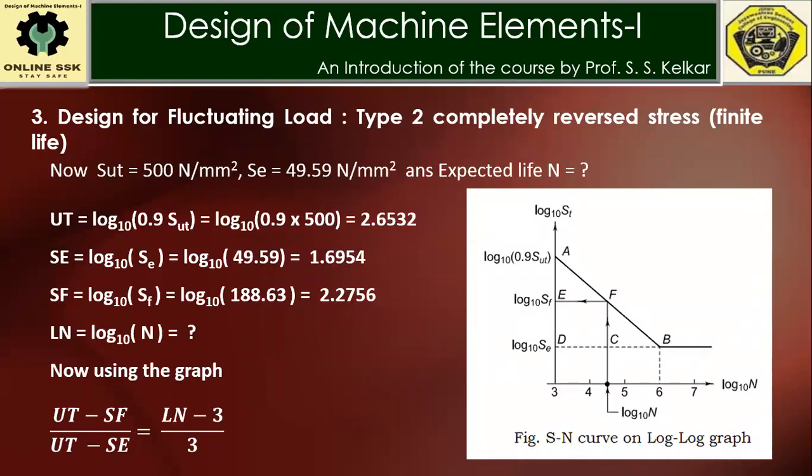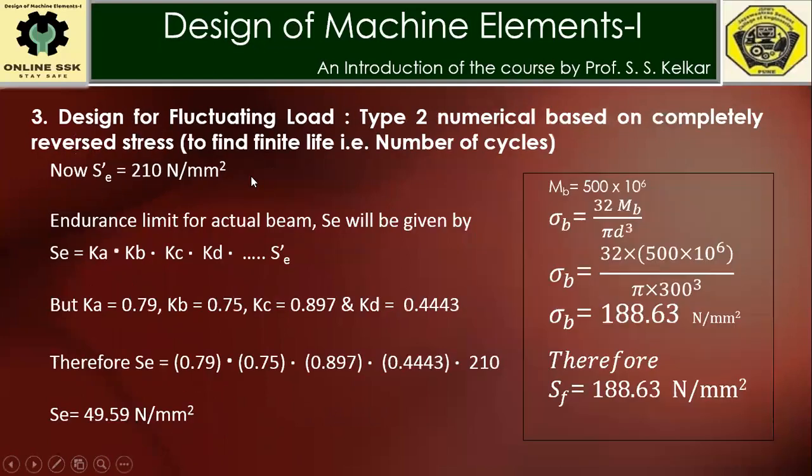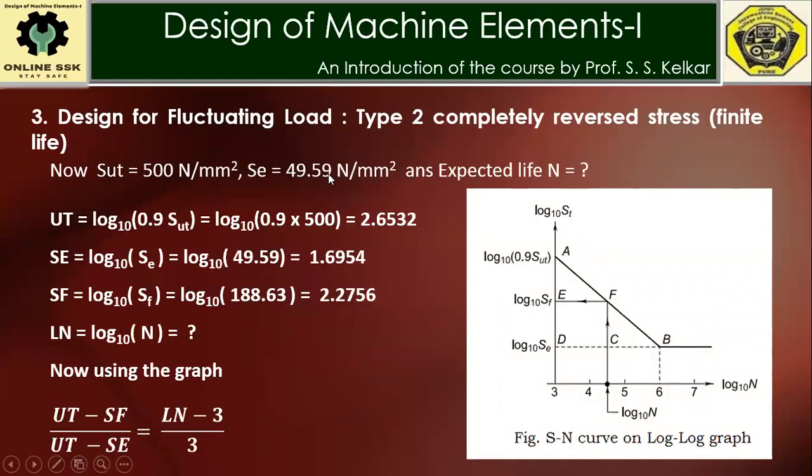Now we know that using the part of SN curve, Ut is log to base 10 of 0.9 times Sut. Sut is specified in the given data as 500. So Ut, value of Ut is known to us. Se we have calculated. Also Sf we have calculated. So using value of Se and value of Sf, we can calculate capital Se, capital Sf. Life is not known, n is not known, rather we need to calculate value of n. So Ln cannot be calculated at this stage.